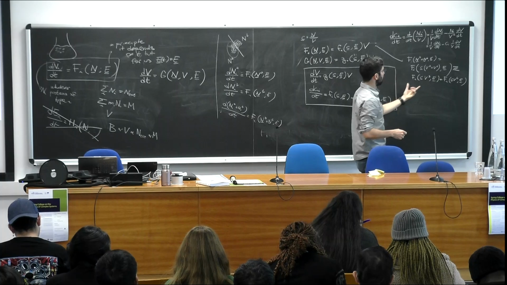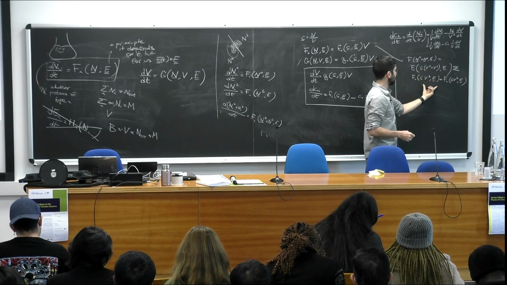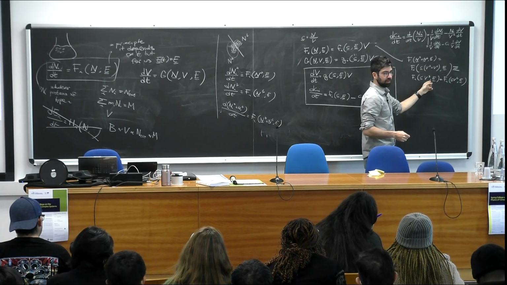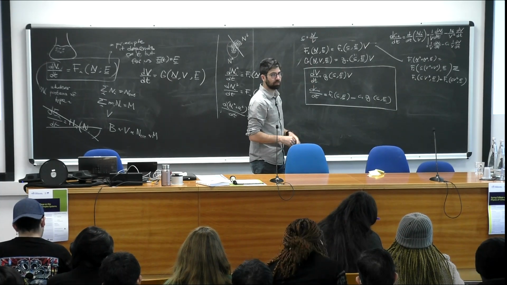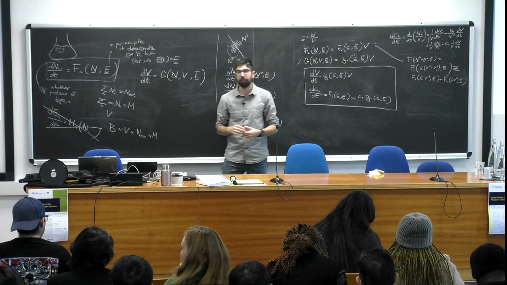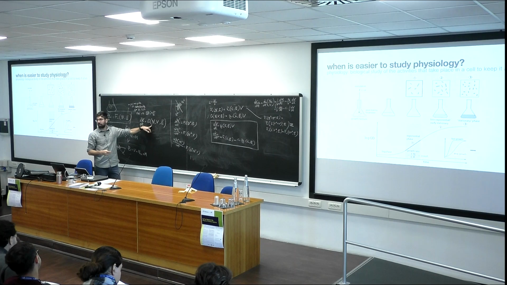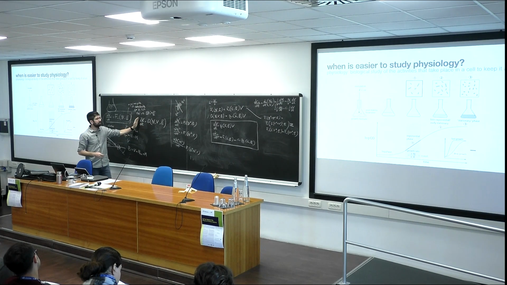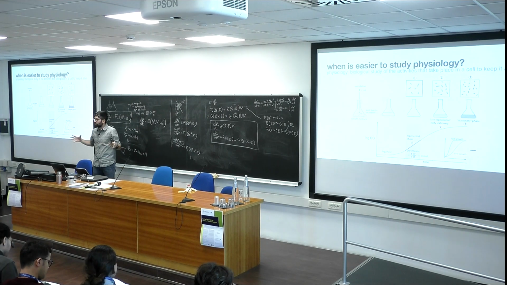Okay? What I need is that these and these are linear in V. Other questions? Yes? The function g is telling me how the volume changes as a function of all of this, so how my colony is growing.